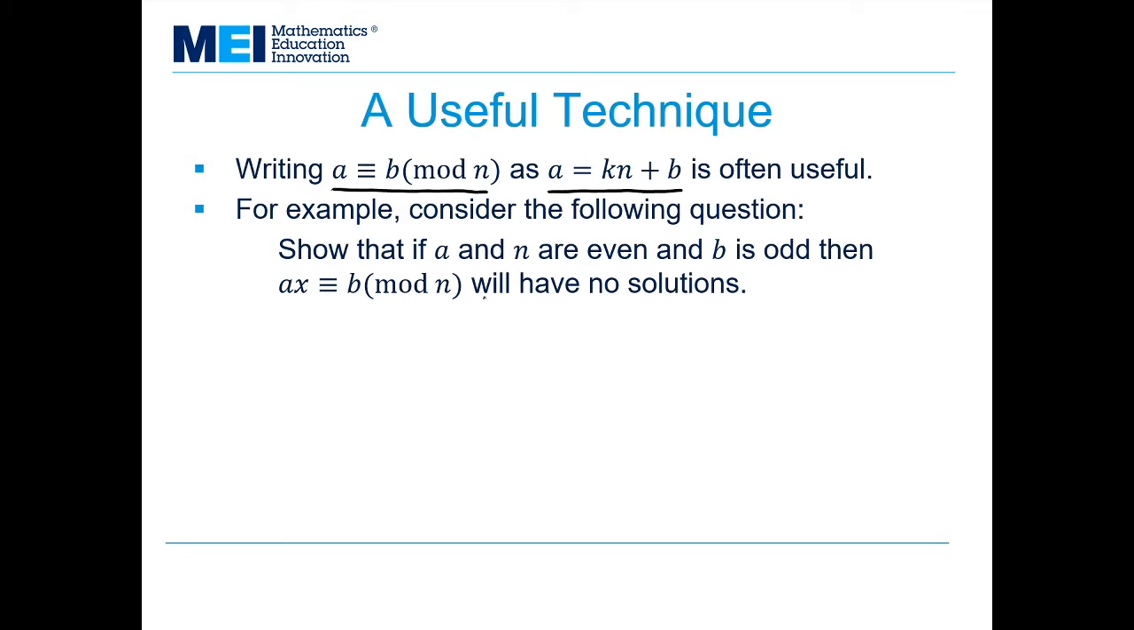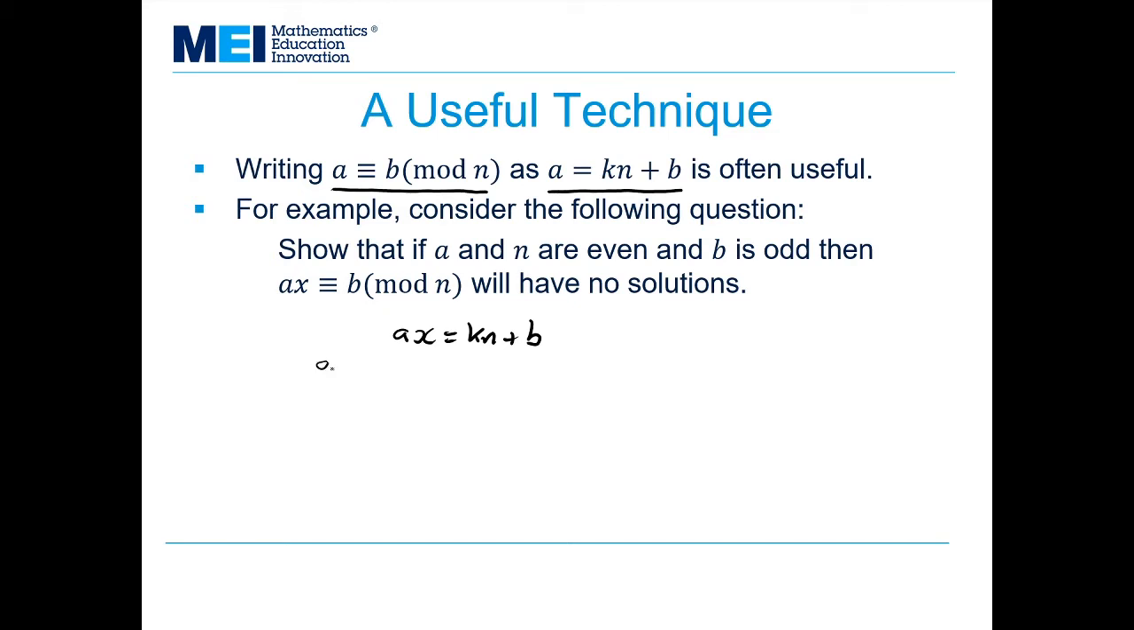no solutions. In the previous video, we looked at 6x is congruent to 17 mod 20, and our program found no solutions for this. Well, let's start by rewriting this. So if AX is congruent to B mod n, we have AX equals Kn plus B for some k. And now I just need to look at A and n as even and B is odd.